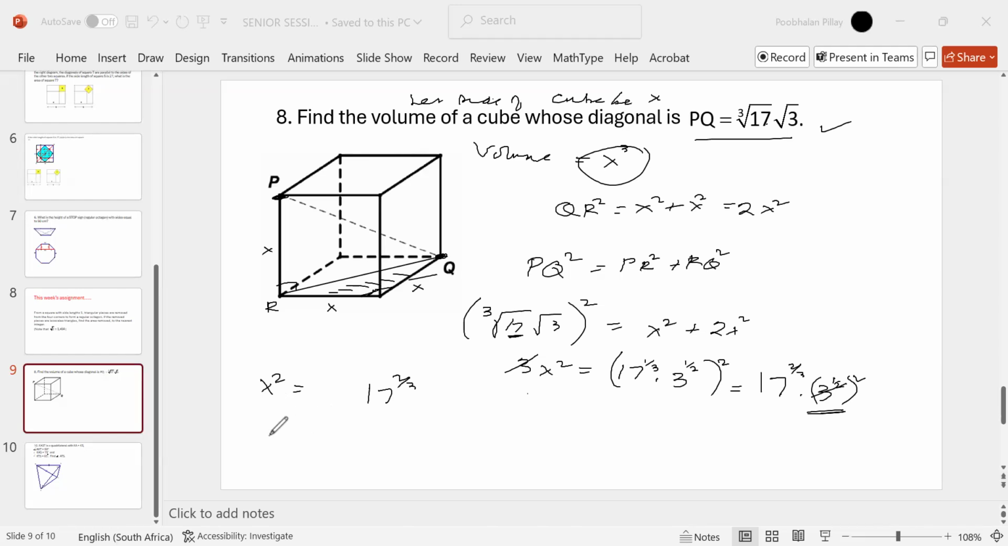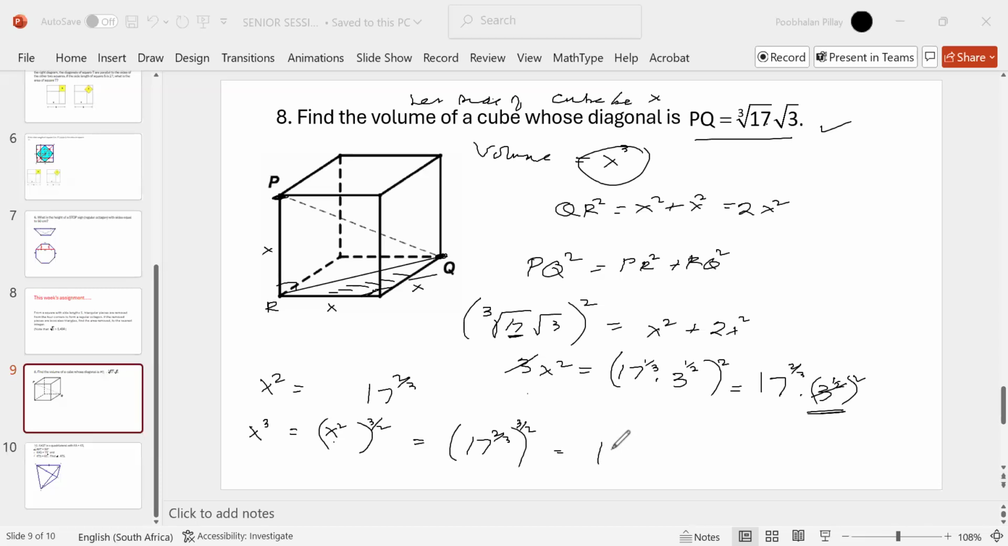Okay, now you can get to x cubed straight away. Because it's from square, you can go to cube by simply raising it to the power of 3/2. So when you raise it to the power of 3/2, 2 times 3/2 is 3. Okay, so you can bring an x squared here. But we already know that x squared is 17 to the 2/3. And then you're going to raise that to the power of 3/2.